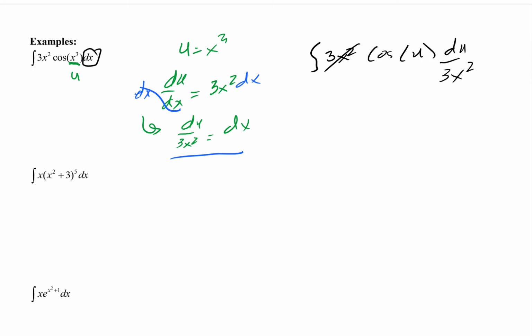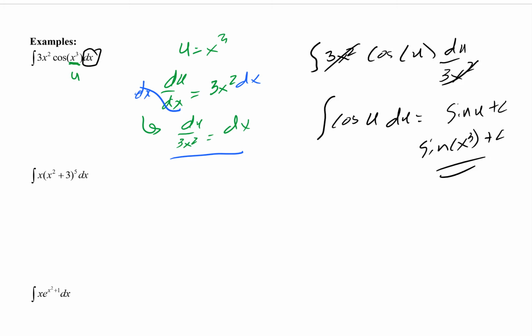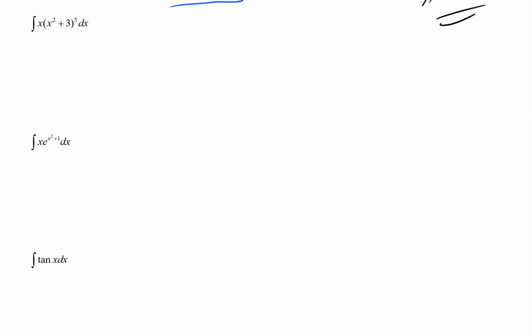Look at that. My 3x squared cancels out. That's great. Now we have the integral, which is a little better, of cosine u du, which is just sine of u plus c. Last step, plug your u back in. So it's going to be sine of x cubed plus c. It's that easy.